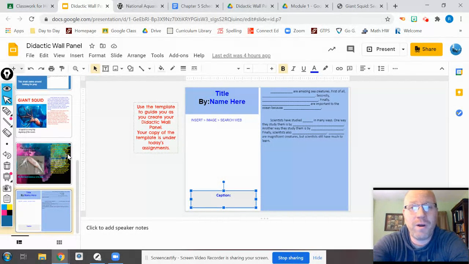This will be completed tomorrow, so there's nothing to complete today. So tomorrow, we will be making our own. You need to think of a shark, maybe even a specific type of shark that you'd like to study and make a didactic wall panel for, or a giant squid. So that's all we have for today. You can turn this in even though there's nothing to type on it. Tomorrow we will have a blank one and we'll work on it together.